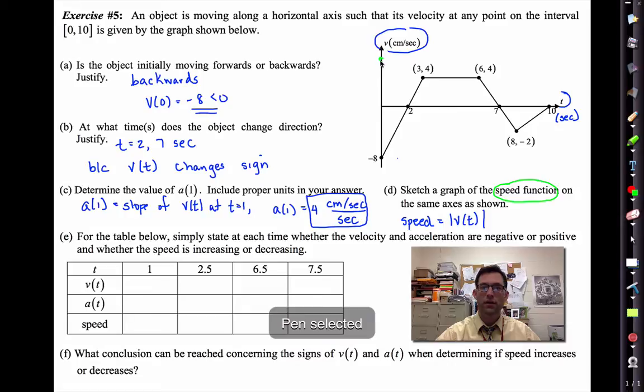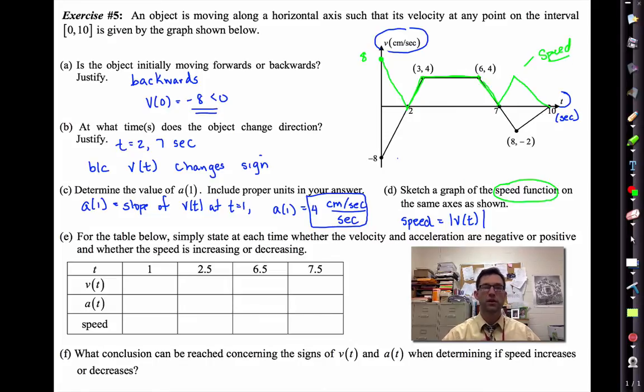All I have to do to graph speed is make sure that anytime velocity is positive, I just leave it alone. And anytime velocity is negative, I change it to be positive. So there's my speed graph.